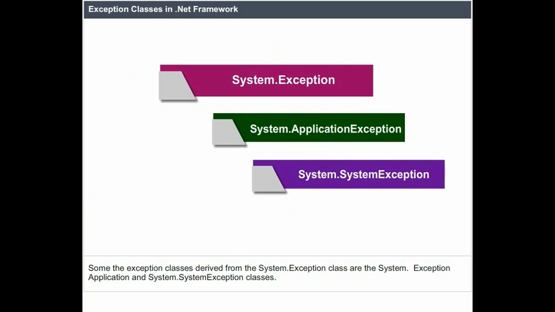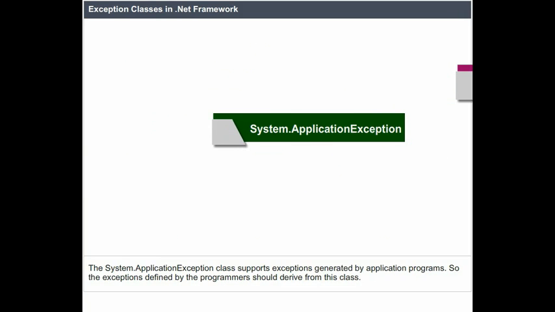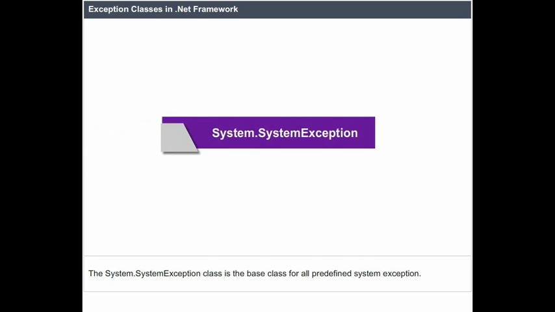Some of the exception classes derived from the System.Exception class are the System.ApplicationException and System.SystemException classes. The System.ApplicationException class supports exceptions generated by application programs, so the exceptions defined by the programmers should derive from this class. The System.SystemException class is the base class for all predefined system exceptions.